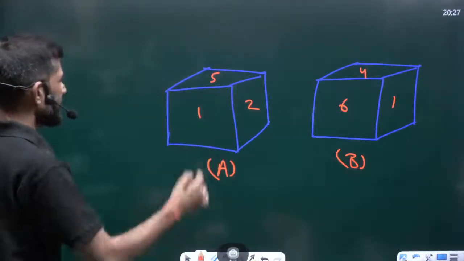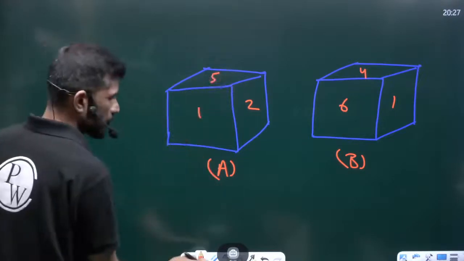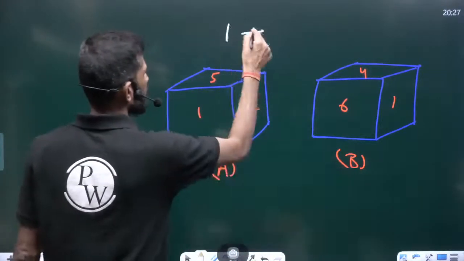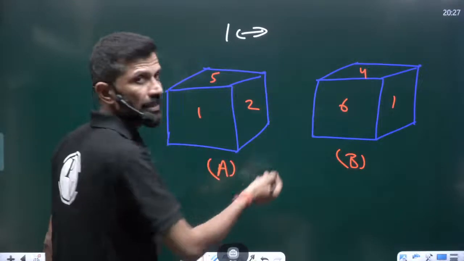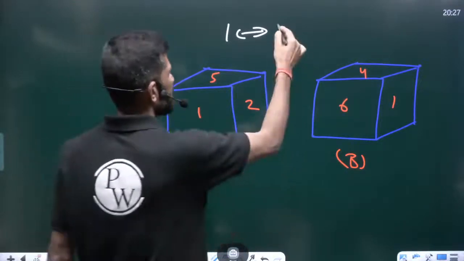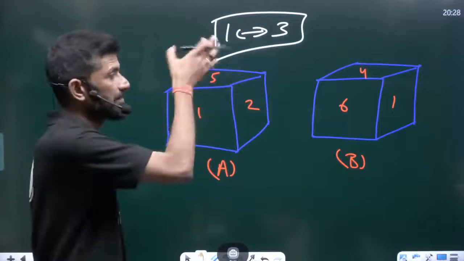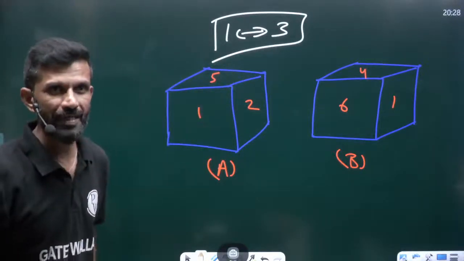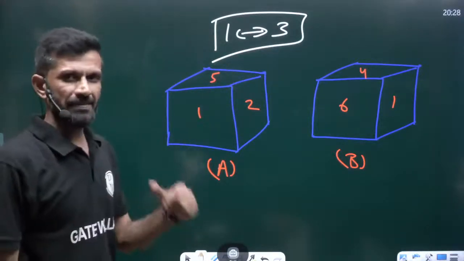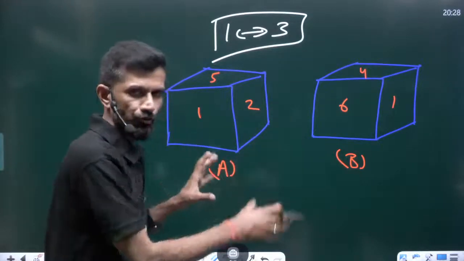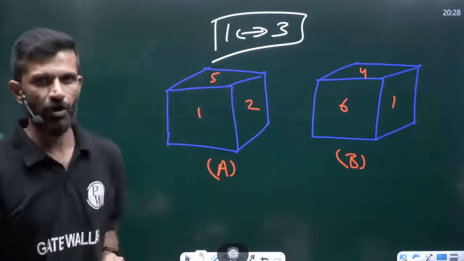How? Here, as you derived with rule number 1, one opposite will be which number you said? 3. This you have derived. I haven't derived that. You people have derived this from rule number 1. Okay. Now, rule number 3 says that in any two views, if any one number is common, then we can say all the opposites.